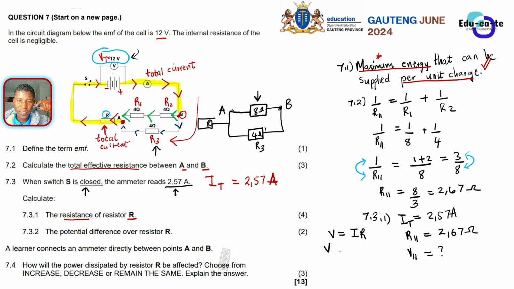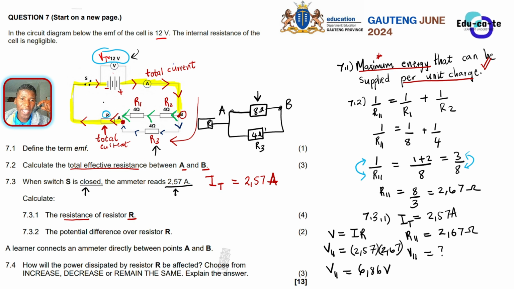So V parallel is equal to the current going through this parallel combination. That's the total, all of it getting into this combination, which is 2.57 amperes, and the resistance of this parallel combination we calculated previously is 2.67. So V parallel will be 2.57 multiplied by 2.67, and that gives you 6.86. So the voltage through this parallel combination is 6.86 volts.